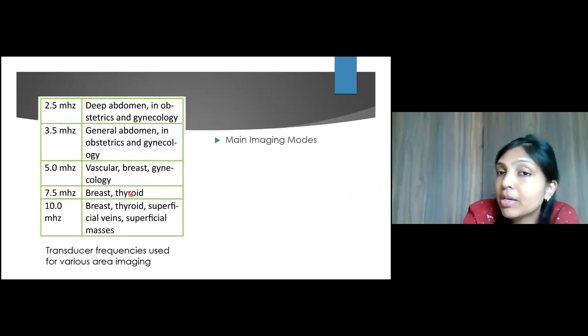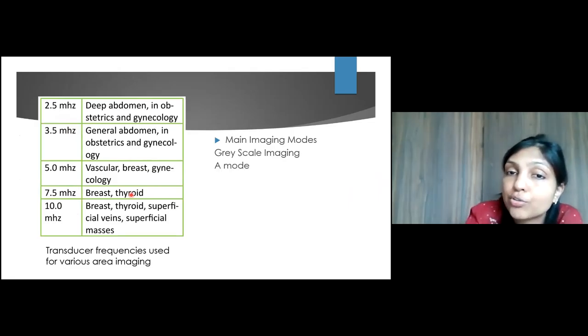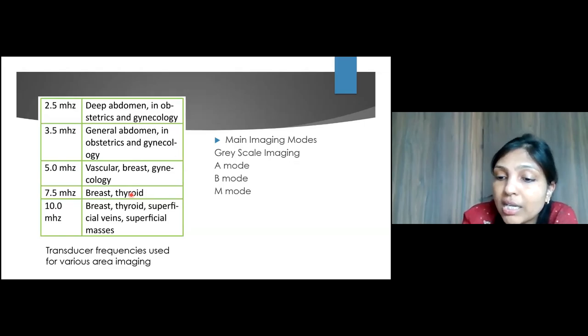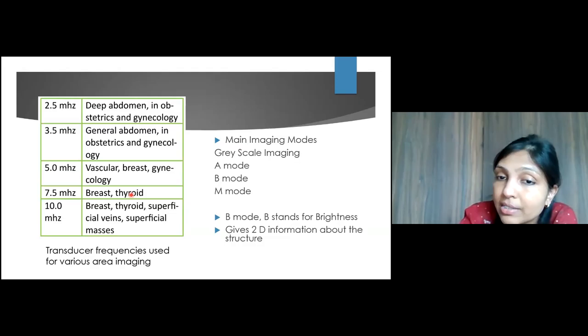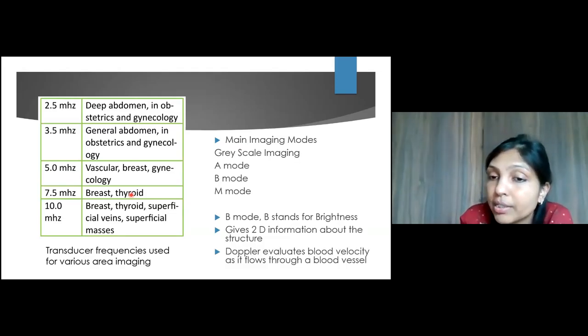A quick word about the main imaging modes that we utilize in the world of ultrasound: the A mode, the B mode, and the M mode. What we utilize is the B mode, which stands for brightness. It gives 2D information about the structure. We also utilize the Doppler mode to study blood vessel anatomy and flow. The M mode is used to detect motion, so it is mostly used in the world of cardiology.